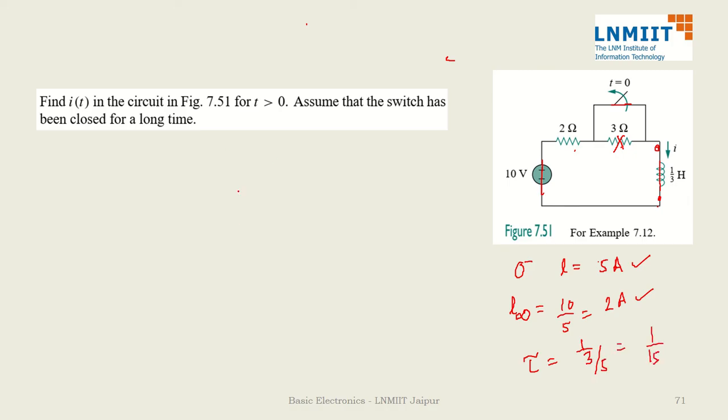So my equation of current will be I of t, that means I of final plus initial minus final e raised to power minus t by tau, where tau is 1 by 15, so you can call it 2 plus 3 e raised to power minus 15t. Now when t is 0, this is 5, and when t is infinity, this will be 2.